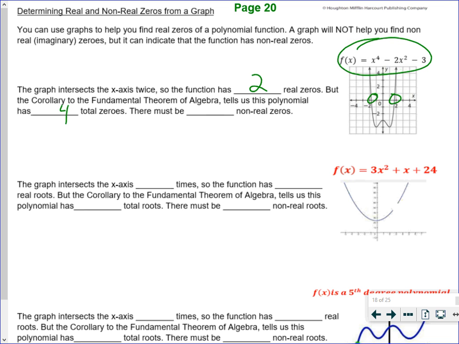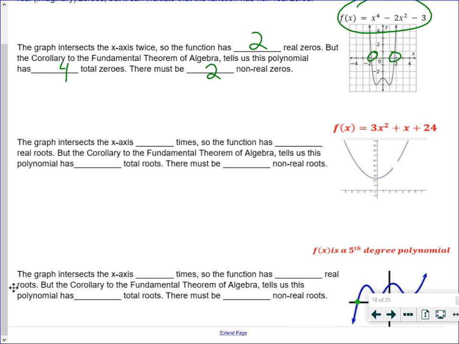So if we're supposed to have 4 total zeros and we have 2 real zeros, that must mean we have 2 non-real zeros, right? The total number of real zeros plus the total number of non-real zeros has to equal the total amount of zeros. So in this case, 2 plus 2 equals 4. So let's go on to the second graph.